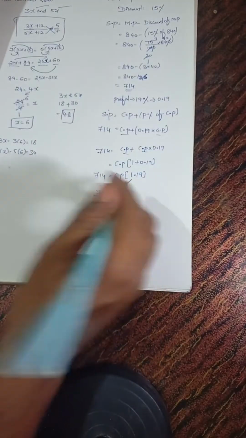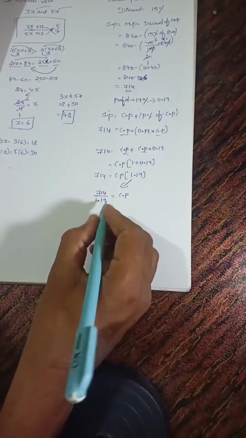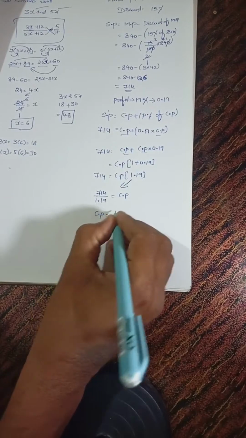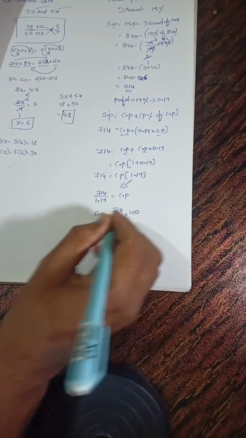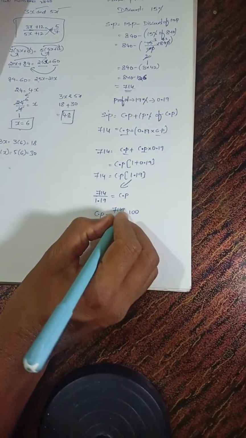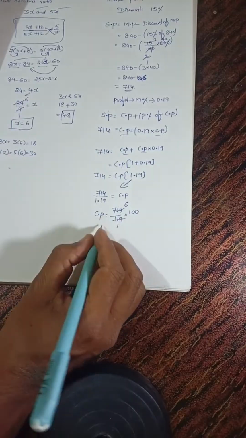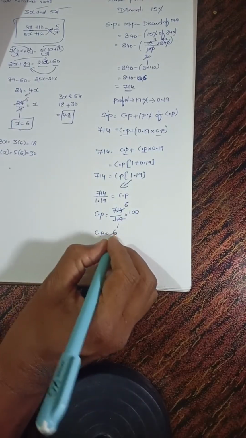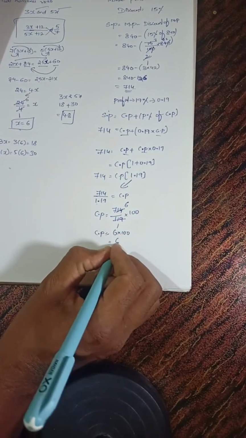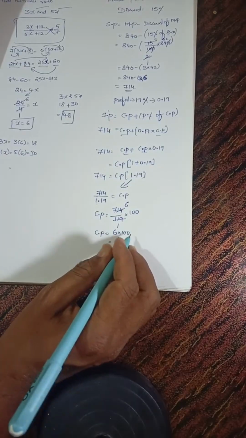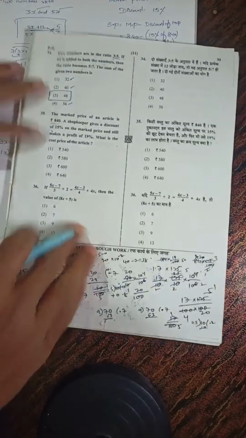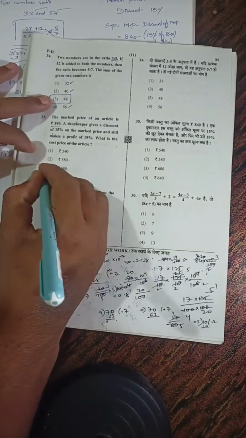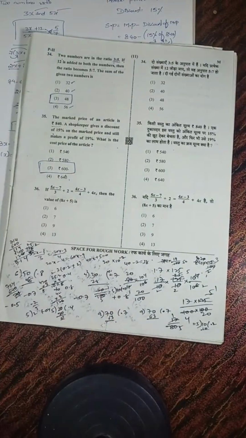Remove the decimal point. After removing the decimal point, we get 119 in the denominator and 100 goes to the numerator. So cost price will be 714 by 119 into 100. 119 ones are 119, 119 sixes are 714. So cost price will be 6 into 100. So cost price becomes how much? 600. The final answer is 600. Now you can see the options 540, 580, 600 and 640. The final answer is 600.